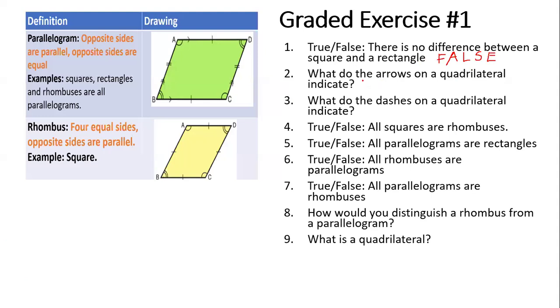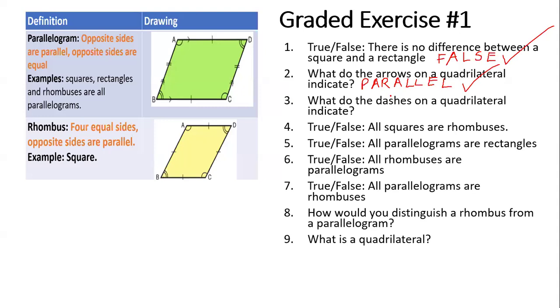Number 2, what do the arrows on a quadrilateral indicate? Parallel. The sides are parallel. Parallel, not directions. Indicate that the lines are parallel. Anyone else got that? Let me know if you got it, please. I put when two sides are parallel. When two sides are parallel, very good.